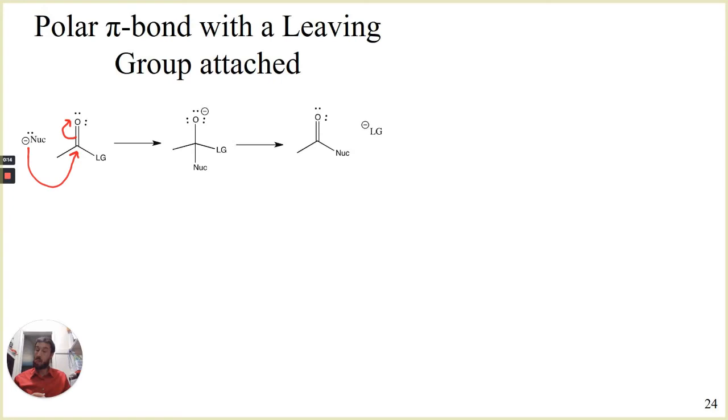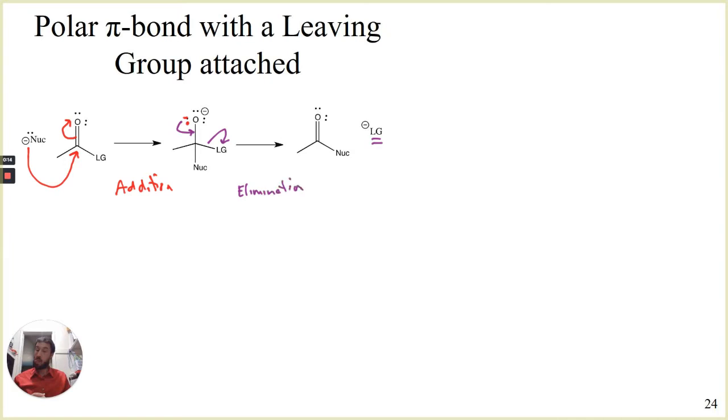You're looking at that pi system. That then ejects a lone pair of electrons up onto the oxygen, making it formally negative, and we now have that new carbon-nucleophile bond. The next step of our mechanism would then be the electrons coming back down and kicking out the best leaving group, which in this case we're going to show as Lg negative. So at its core, what we're doing is an addition followed by an elimination.